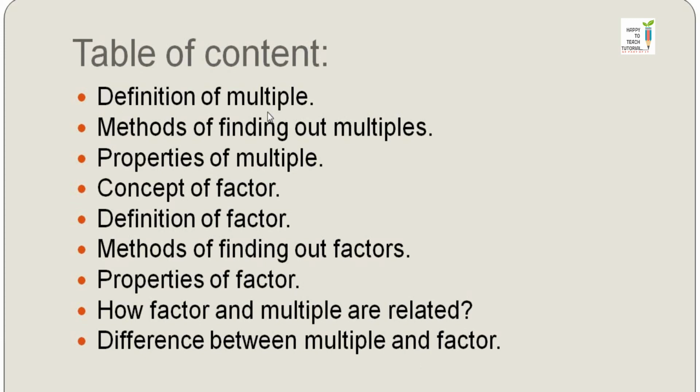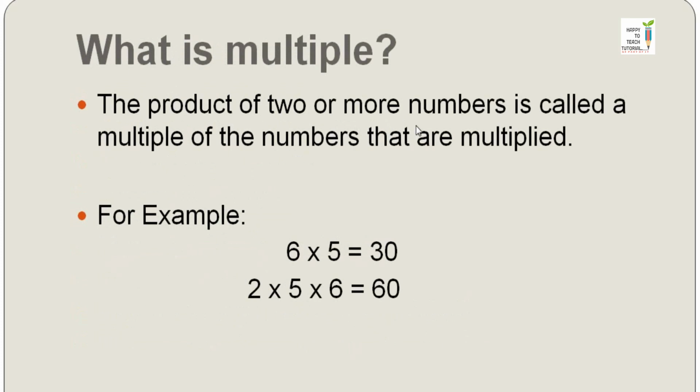So let's start with what is called a multiple. The product of two or more numbers is called a multiple of the numbers that are multiplied. Product means a result obtained by multiplying a number by another number. You can see here, when we multiply 6 by 5, we get the product 30. That means 30 is a multiple of 6 and 5.